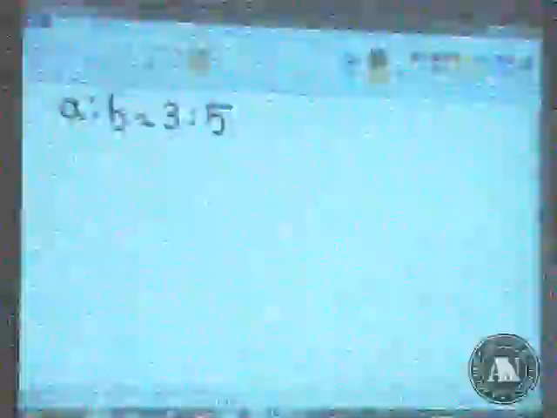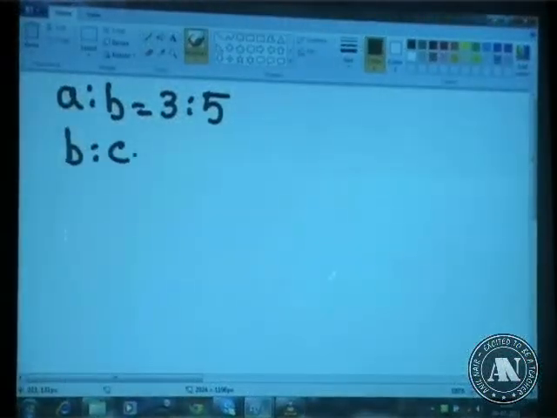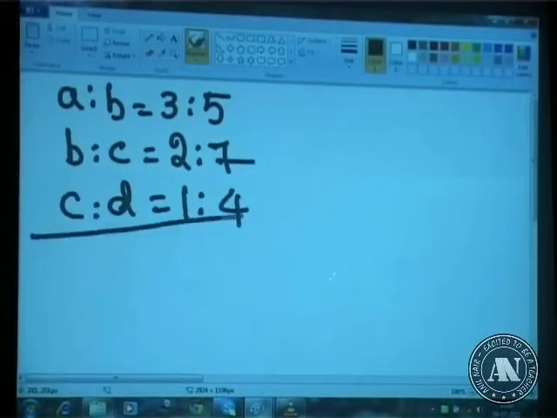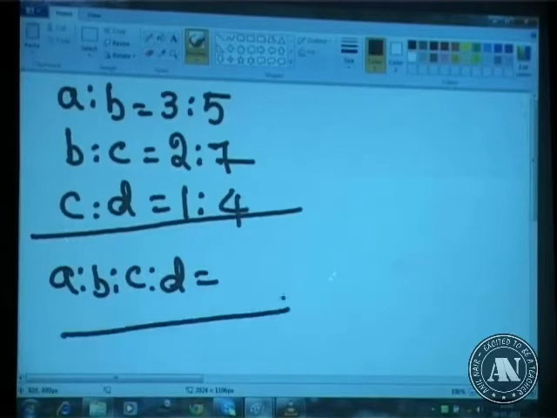A is to B is 3 is to 5. First step. B is to C is equivalent to 2 is to 7. C is to D is equivalent to 1 is to 4. I need A is to B is to C is to D. Again, two examples. I need the compound ratio of A, B, C and D.